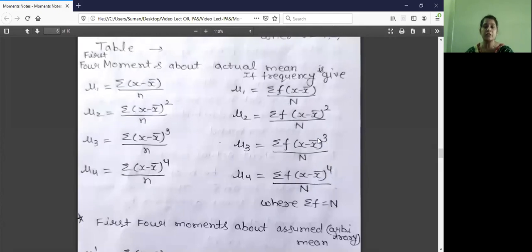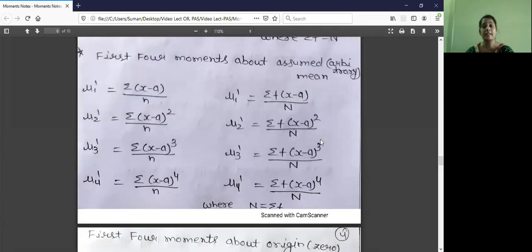Got it? According to our actual mean. And again, in case we are finding according to our assumed mean, we make four columns more. Why? Because we find the assumed mean and actual mean both. So, the next four columns are what? fx minus a whole square, fx minus a whole cube, and fx minus a whole raised to the power 4.